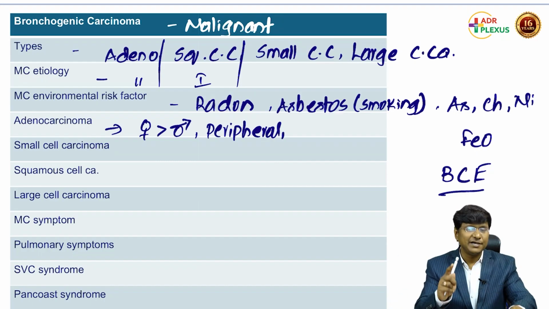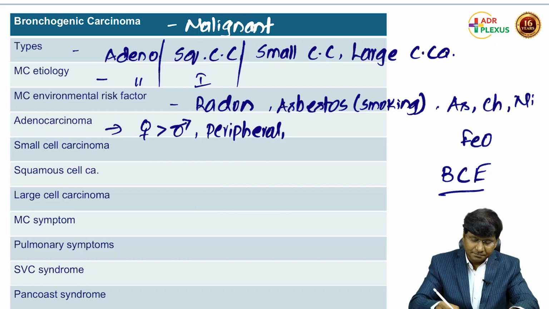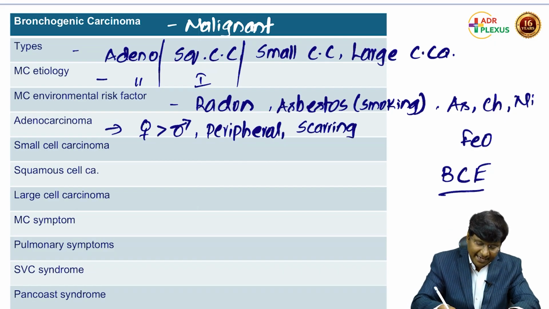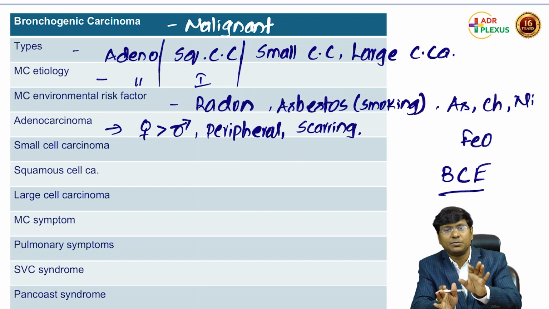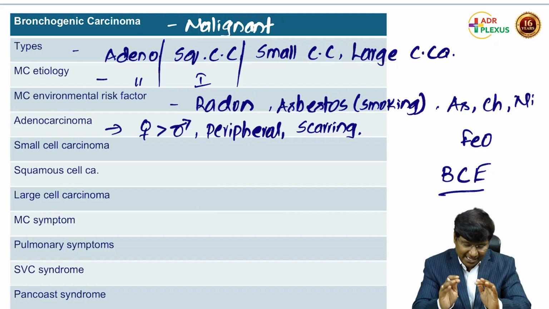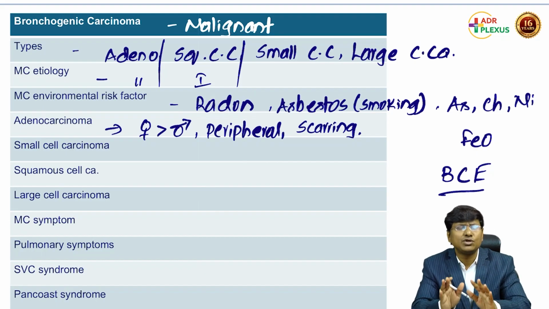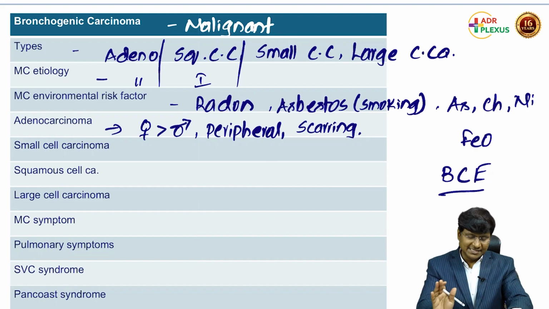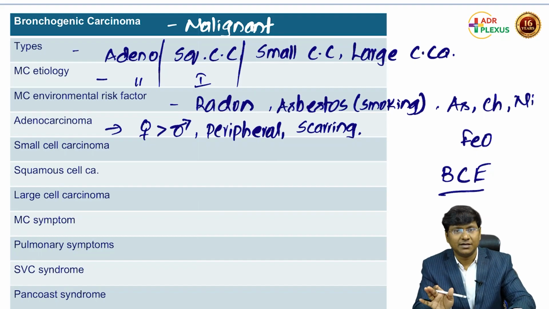And this particular adenocarcinoma, this is associated with the development of scarring, and most of the time these adenocarcinoma, they are found or they are diagnosed incidentally on the routine chest radiograph. And these adenocarcinomas, they grow more slowly than compared to that of the squamous cell carcinoma, right? So that is about the adenocarcinoma, right?